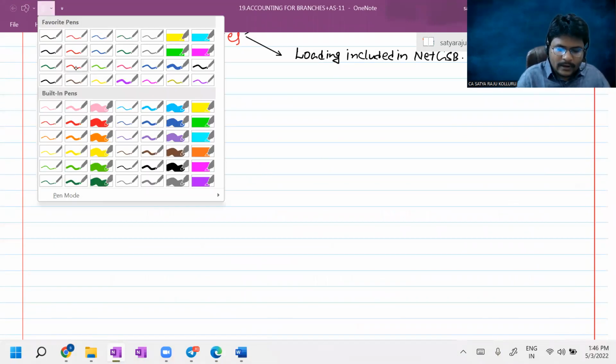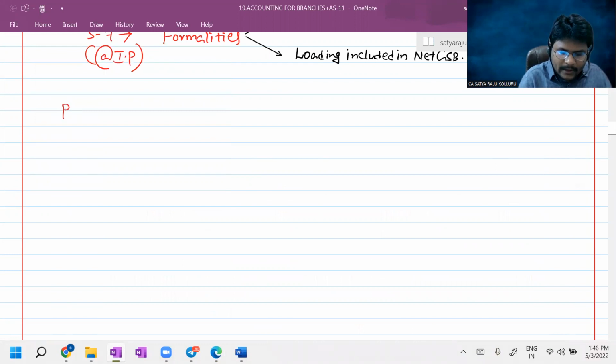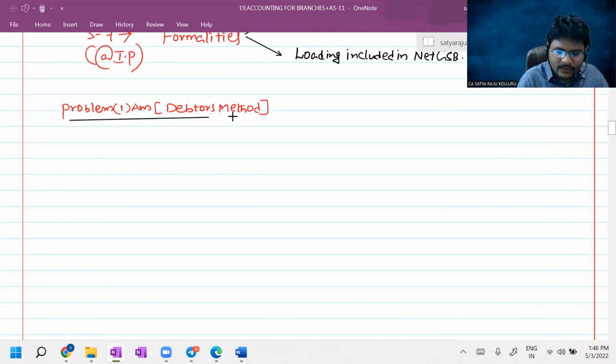So problem number 1 under debtors method, right? In bracket also you can mention that, because the same problem we are doing thrice under different methods. Tell me guys, all of you please participate. In case of debtors method, to ascertain profit or loss of that particular branch, which account we need to maintain? Branch account, right? So you can open Delhi branch account.